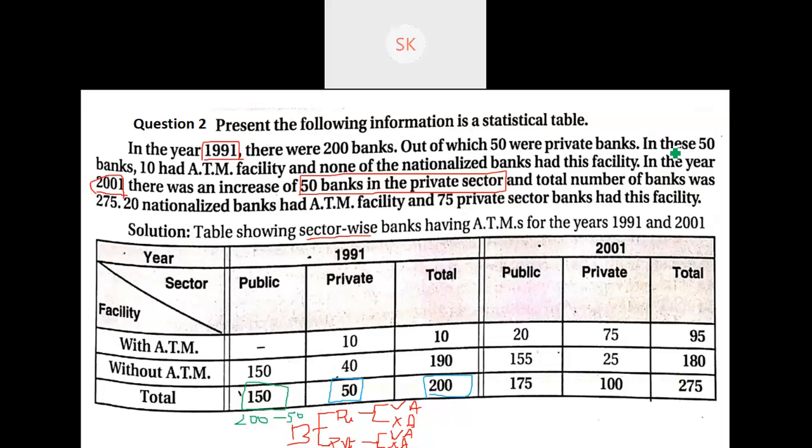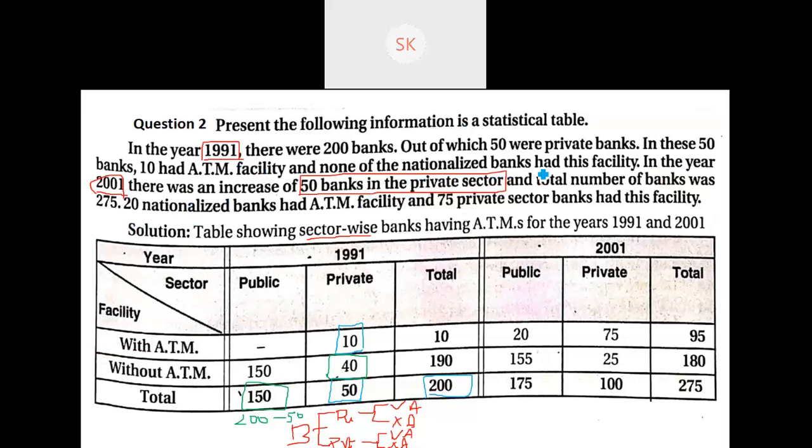Next, in these 50 banks, 10 had ATM facility. Okay, 50 banks, they are talking about private. Out of 50 private banks, 10 banks had ATM. So 10 banks had ATM. Now immediately I can calculate private banks without ATM. So private banks without ATM are 40. How did I get 50 minus 10? I got 40 directly. Now let's go to the next sentence.